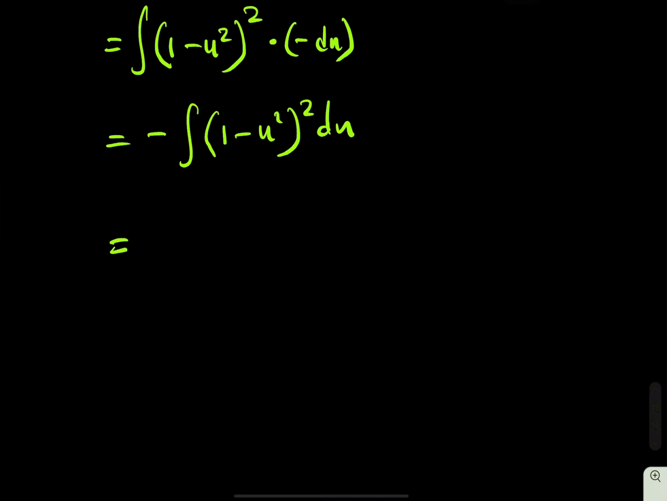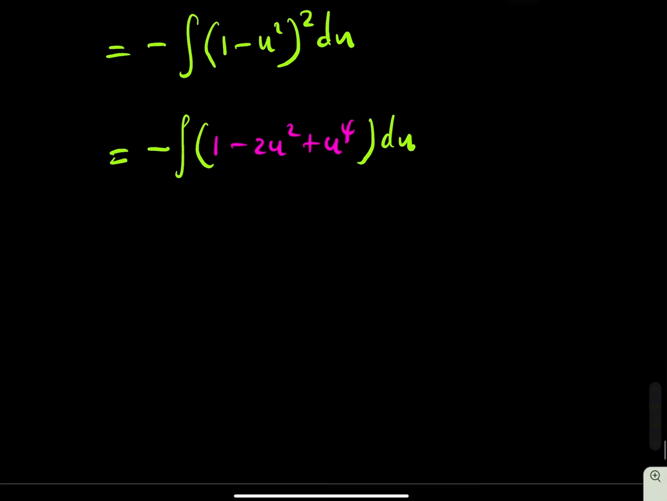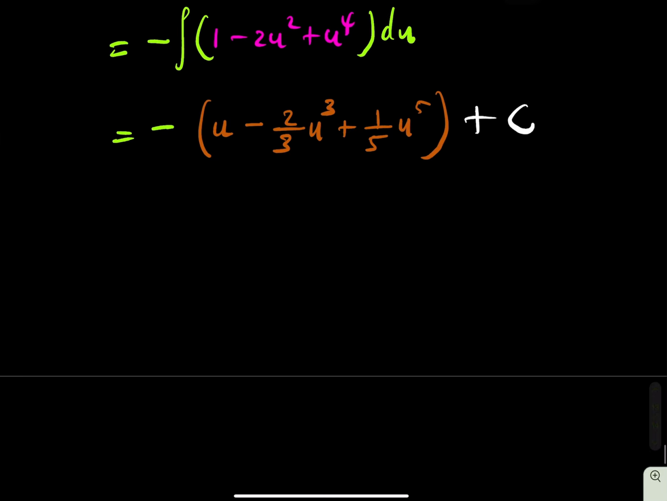This should be very easy to do. It's negative of the integral. You expand that carefully. That is 1 minus 2 u squared plus u to the power 4, and then you have du there. And if you integrate nicely, this would be negative, and with respect to u, it's going to be u minus 2 over 3 u to the power 3, and then plus 1 over 5 u to the power 5. And then you have to put your constant c there.